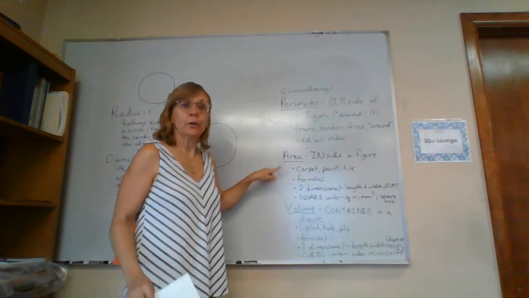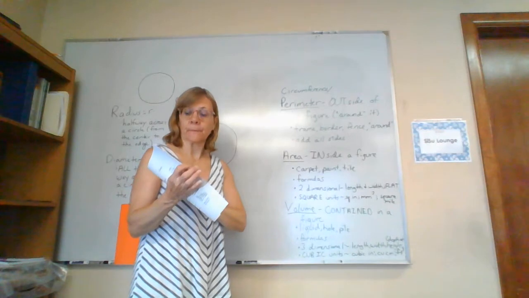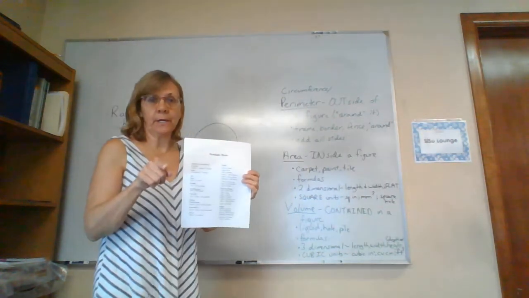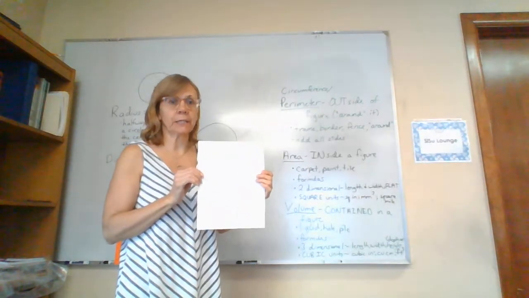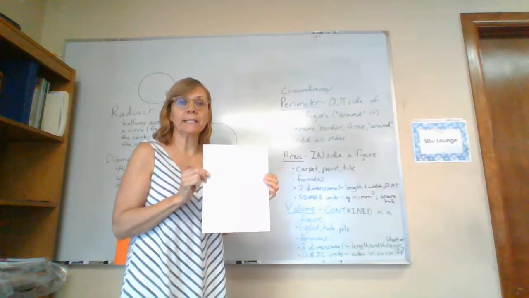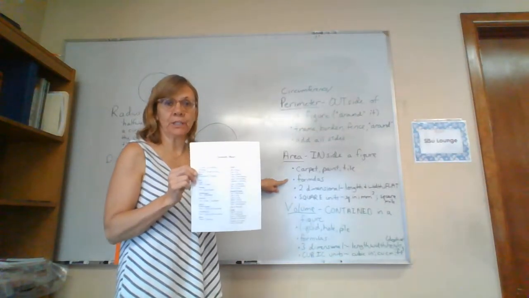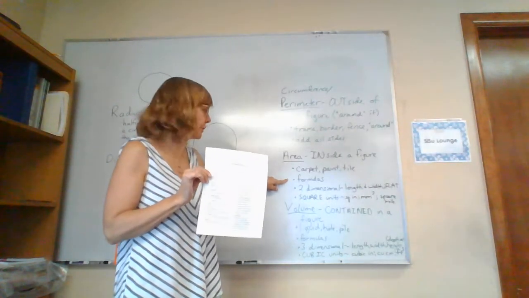For area, you use formulas. And they'll give you a formula sheet on the test. It's on D2L under the tab formula sheet, so you can take a look at it. But you don't have to memorize these. This will be given to you. You're just going to be able to plug it in. So it's good to look at the formula sheet in advance to kind of understand how it works.